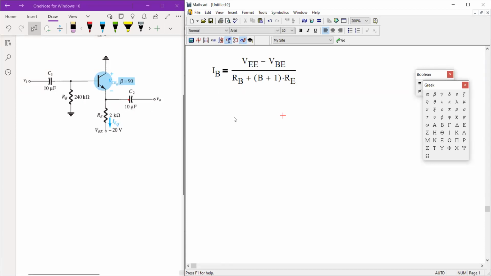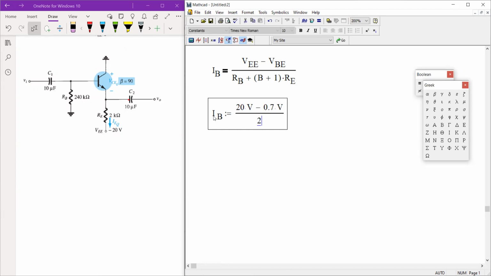For now, we will determine I sub B. So our base current is equivalent to V sub EE, so that's 20 volts, minus V sub BE, which is 0.7 volts, over R sub B, which is 240,000 ohm, plus beta of 90 plus 1, times R sub E of 2 kilo ohms, so that's 2,000 ohm.